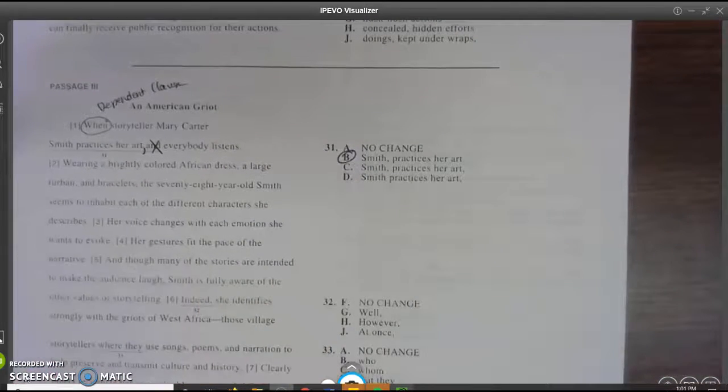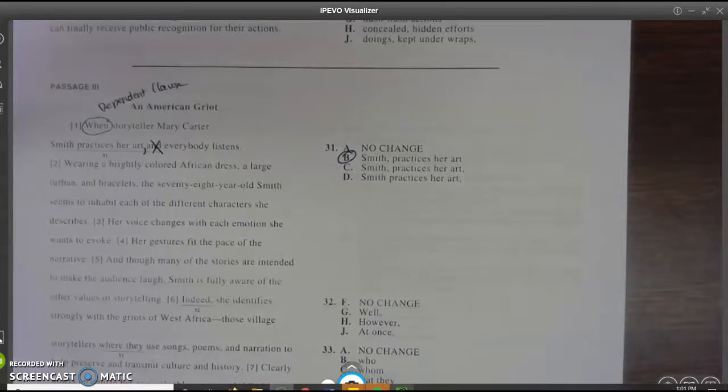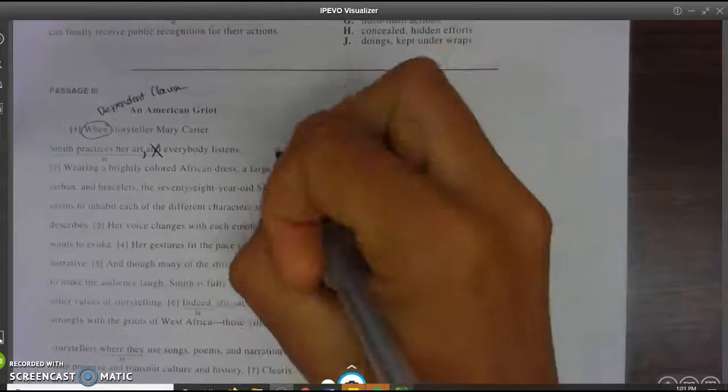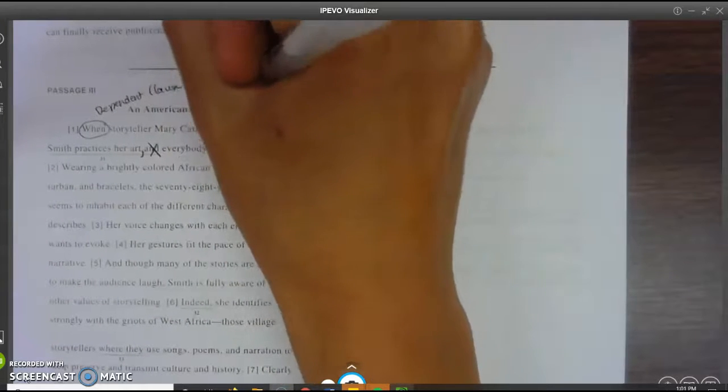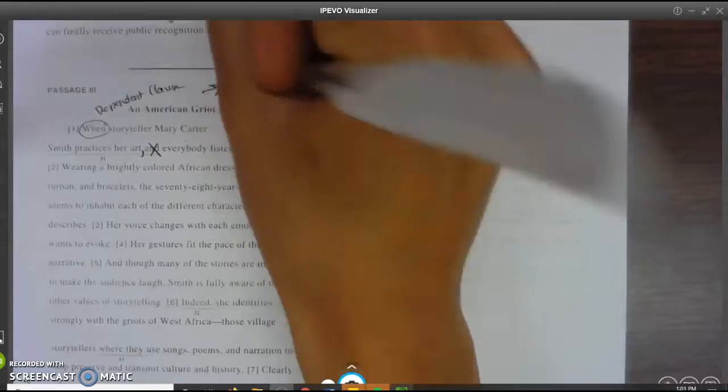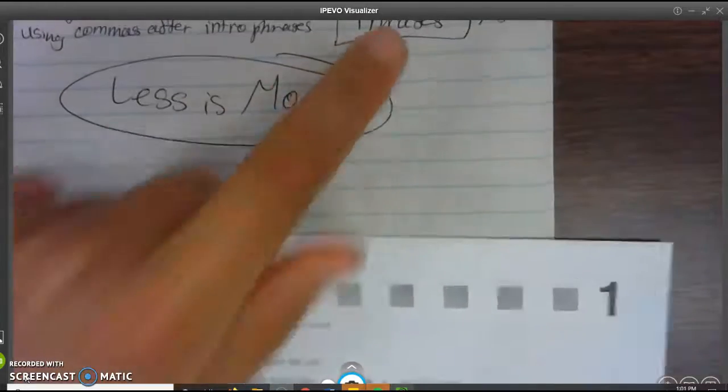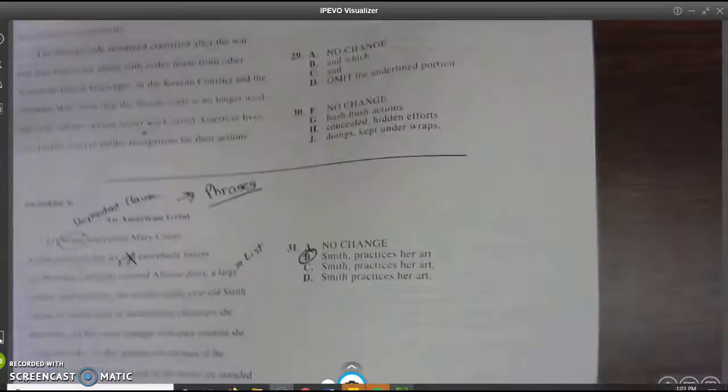Wearing a brightly colored African dress, a large turban, and bracelets, notice that's a list. This, a dependent clause, falls under the phrases rule, right there. Okay.